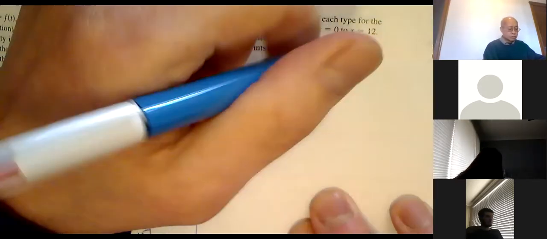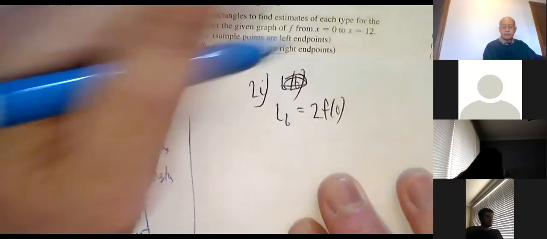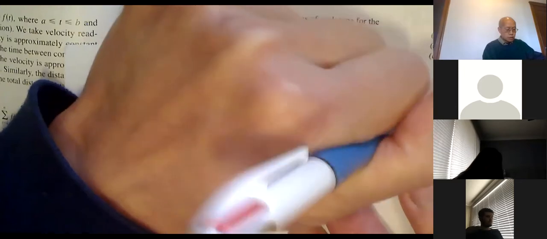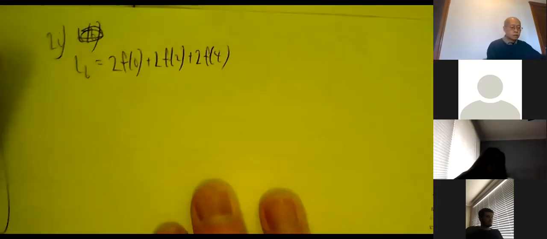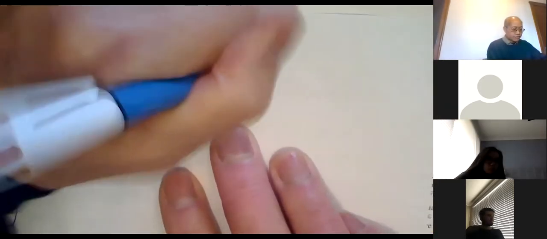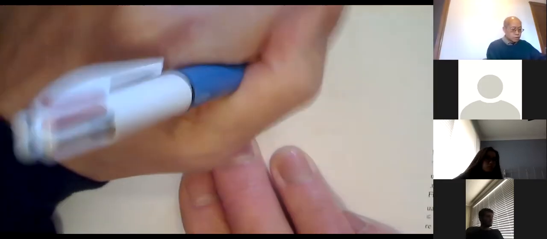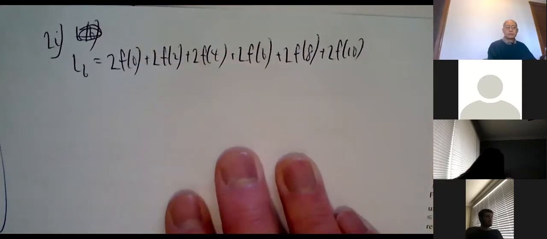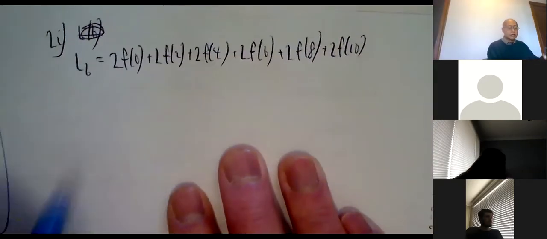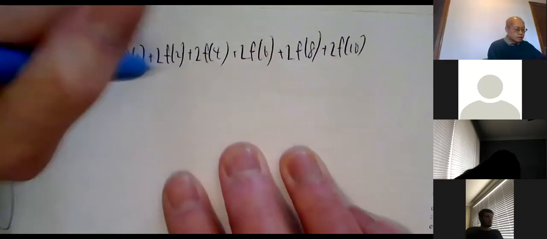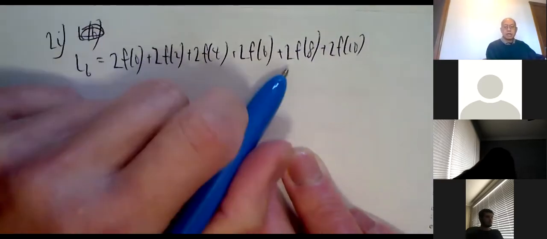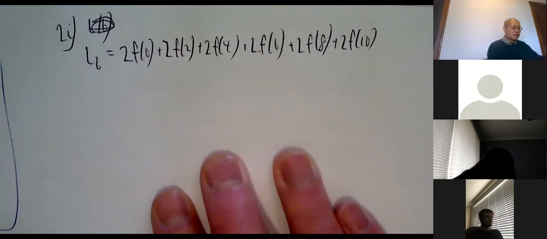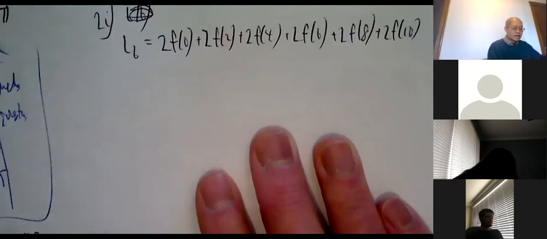Okay, so L6 is equal to 2 times f of 0, 2 times f of 2, 2 times f of 4, 2 times f of 6, 2 times f of 8, 2 times f of 10. Okay. Base times height, base times height. These are all 2s. But it's easier just to factor out all the 2s. So normally we just factor out the delta x.